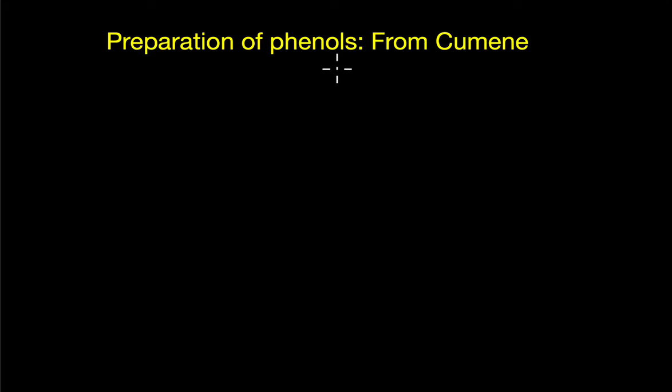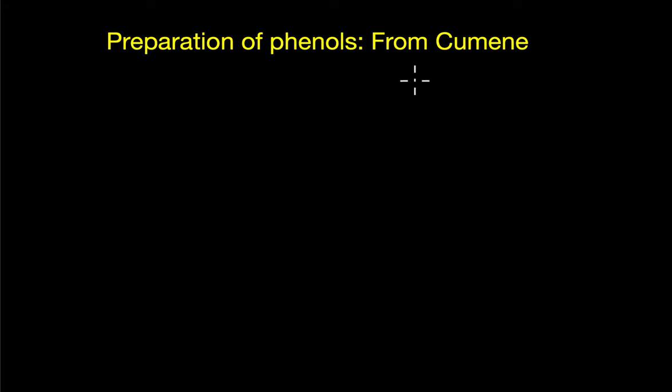We know that phenols can be prepared by several methods: from aryl halides, from diazonium salts, from benzene sulfonic acids and so on. In this video, we are going to see how to prepare phenols from cumene, also called isopropyl benzene.